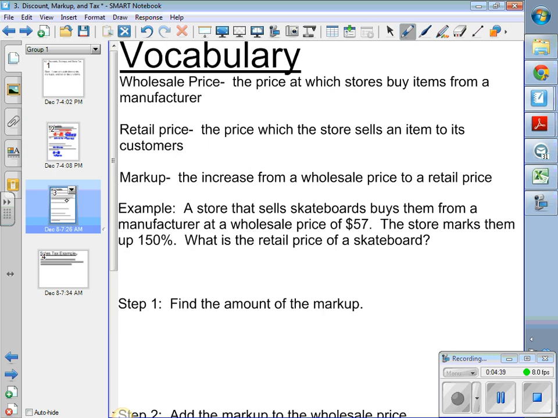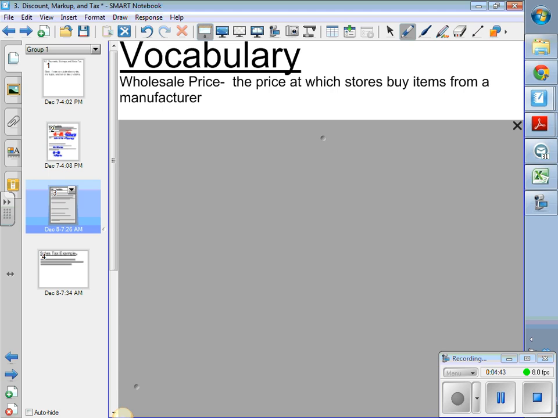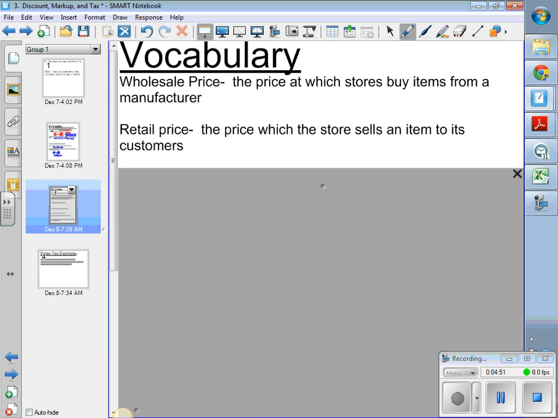Okay, so now we're looking at wholesale prices and markups. Wholesale price, the price at which stores buy items from a manufacturer. The retail price is the price which the store sells an item to its customers.